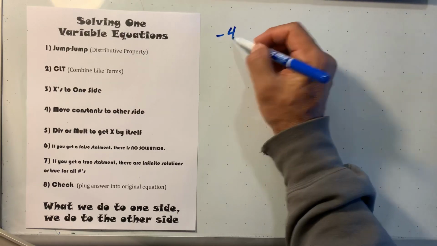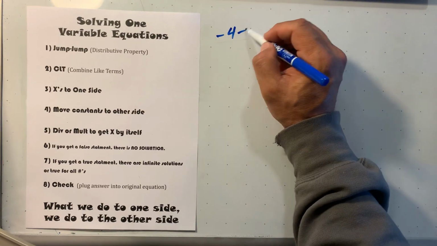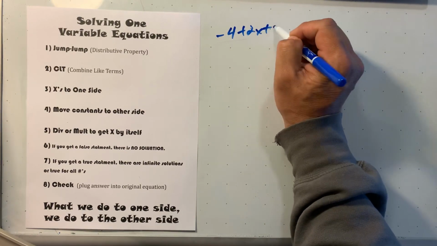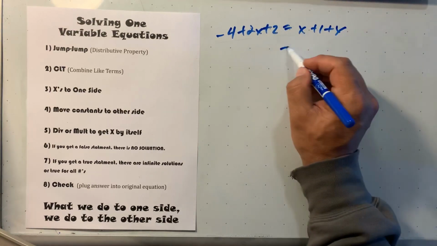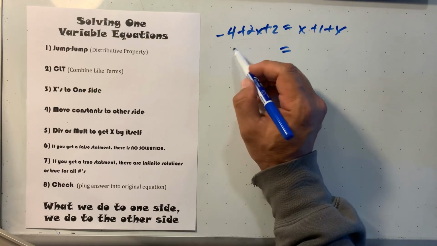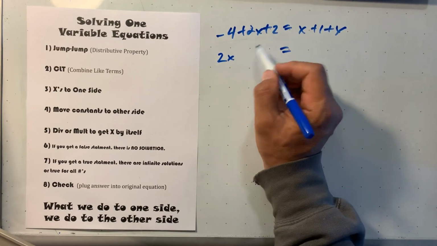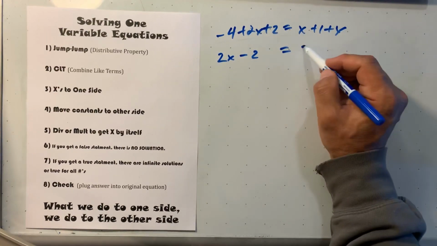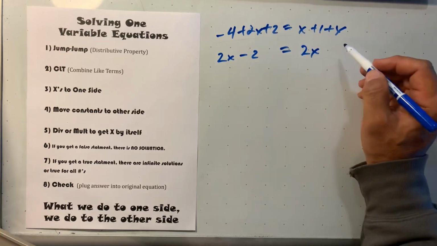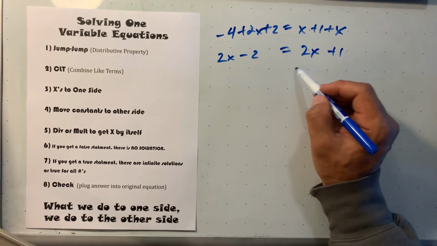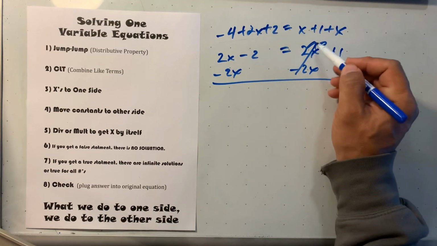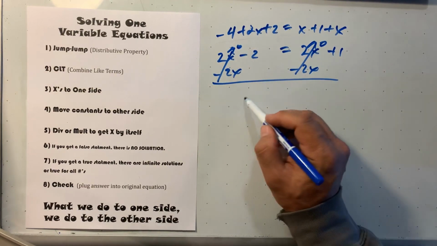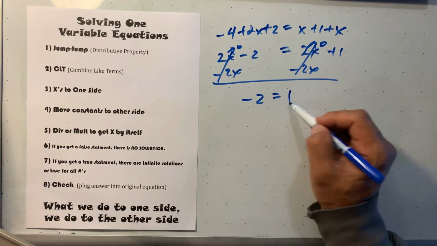All right, minus 4 plus 2x plus 2 is equal to x plus 1 plus x. Combining like terms, we'll get 2x minus 4 and 2 gives us minus 2. Over here we'll get 2x, combine the x terms, plus 1. I'll subtract 2x from both sides, and then that goes away. Well, so does this, and then I'm left with negative 2 is equal to 1.